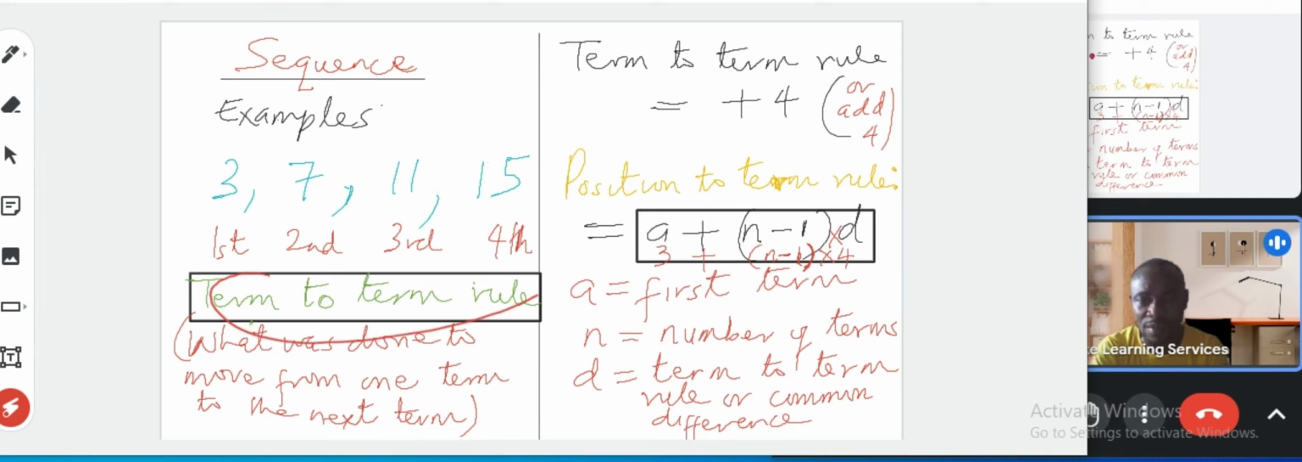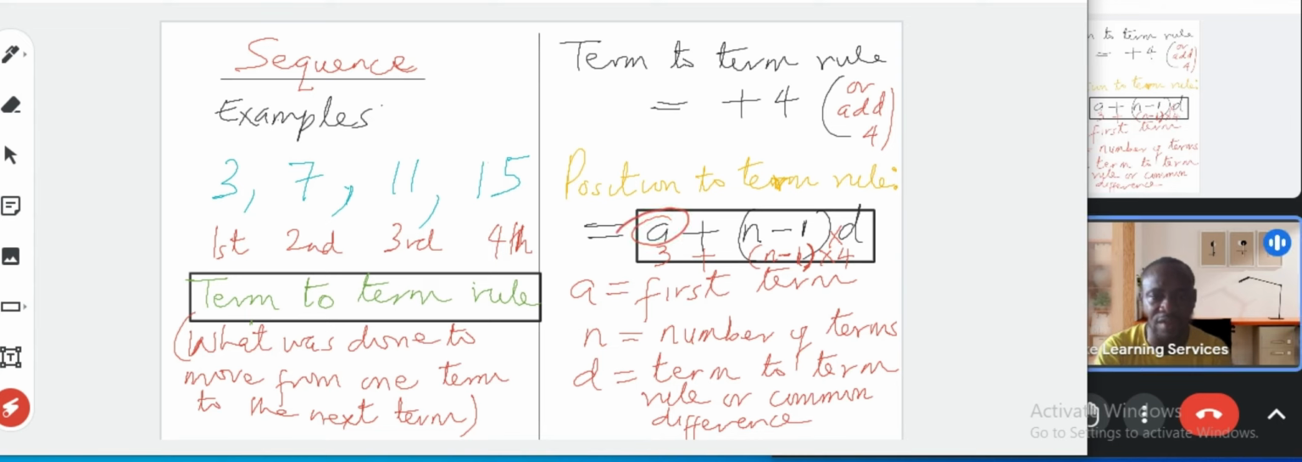Now that's the term to term rule: add 4, which of course is the common difference. But for the position to term rule, you need a formula. The formula is a plus, open a bracket, n minus 1, close the bracket, times d. And I said a stands for the first term. N stands for the number of terms, right? D stands for the term to term rule or the common difference.